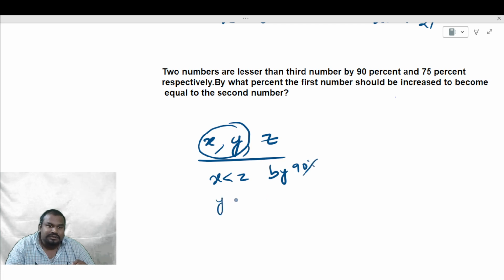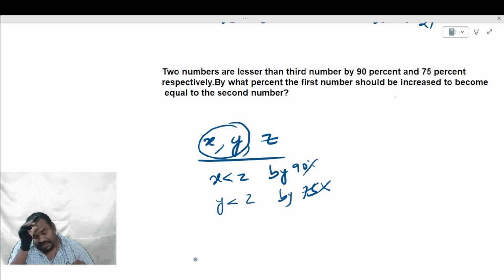Y is less than z by 75%. How can you write it? This can be written in two ways. X is lesser than Z by 90% means X is 10% of Z.